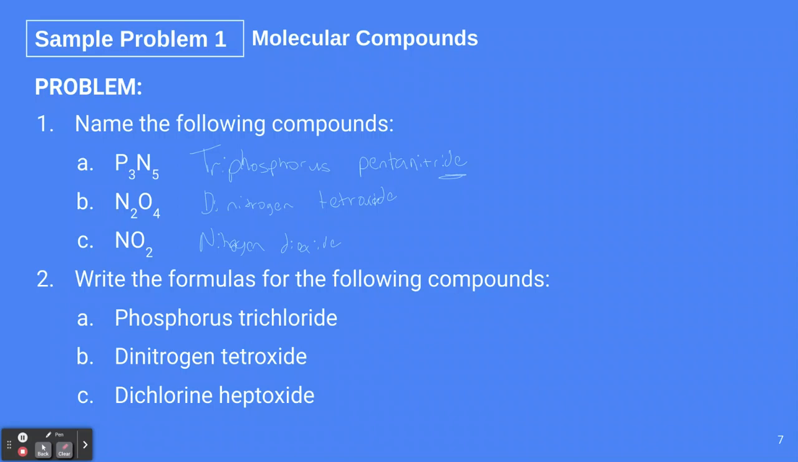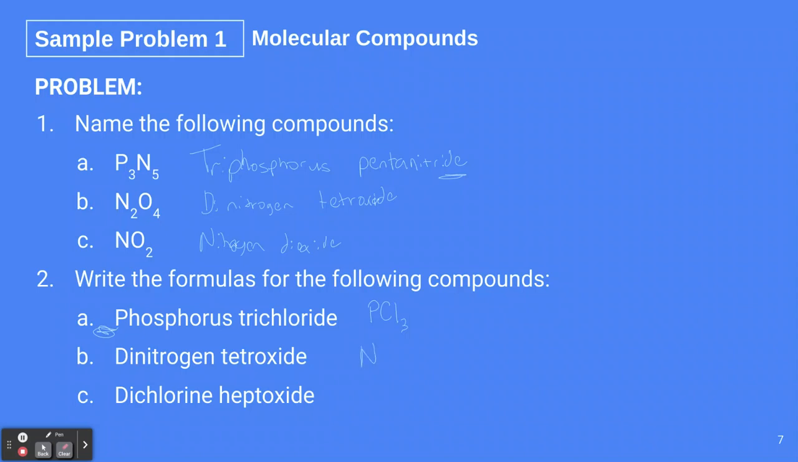All right, and then to go from name to formula, we're just going to go through and figure out what elements we need and how many we need. So phosphorus, we know we need a P here. Since there's no prefix in front of it, that just tells me I have one. And then trichloride tells me I have 3 chlorines. So it's going to look something like that.